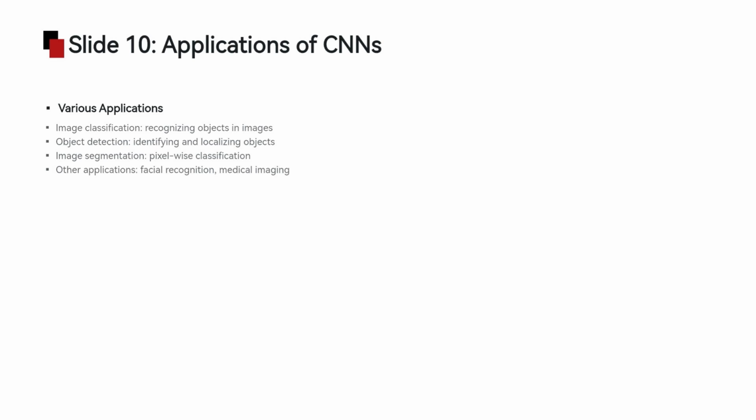Image segmentation is another area where CNNs are used, where each pixel in an image is classified into a category, allowing the network to delineate different regions or objects in the image. Beyond image processing, CNNs have also found applications in facial recognition, medical imaging, e.g., detecting tumors in radiology images, and even natural language processing, for tasks like sentiment analysis and machine translation.